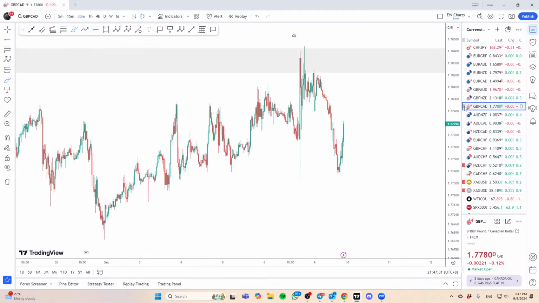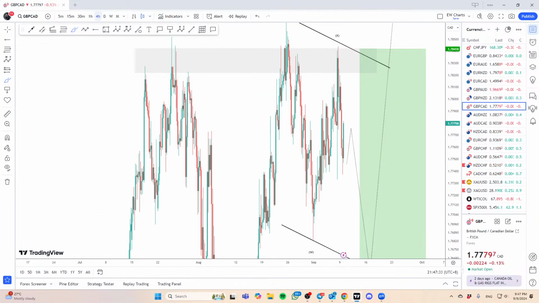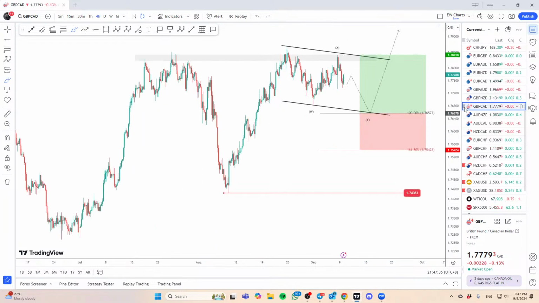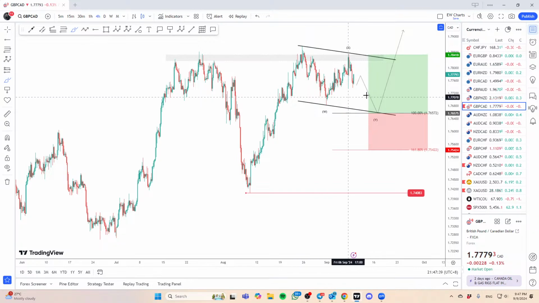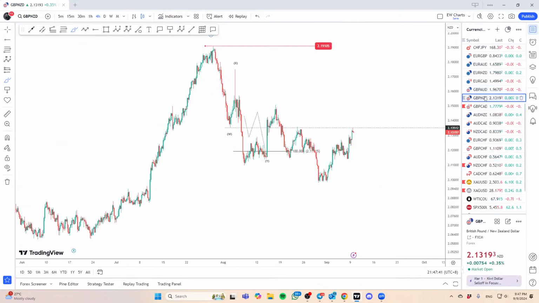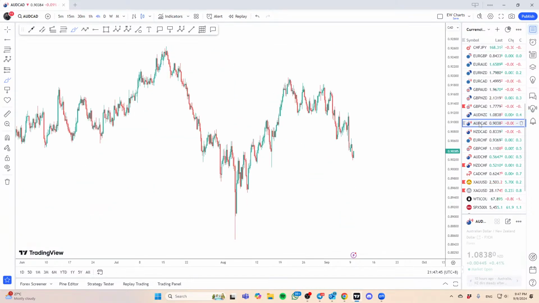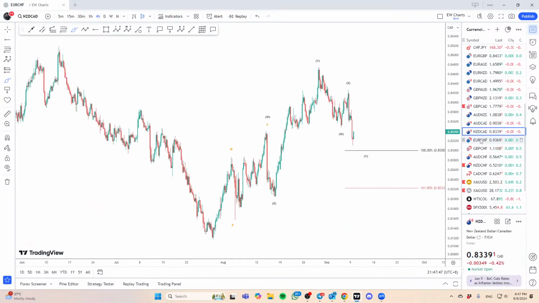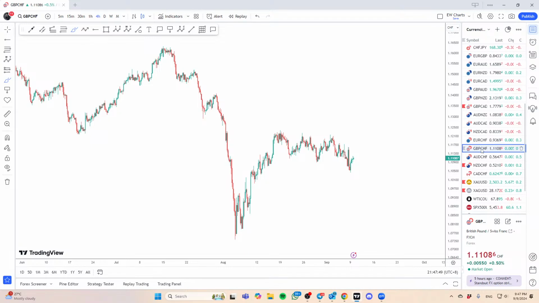Another one that I scanned through a little bit, on the H4 time frame, is actually the Pound Cad. Pretty neat opportunity here as well, right? In terms of three-wave structure. Okay, let me just very quickly scan through a little bit and see what we have on the table.